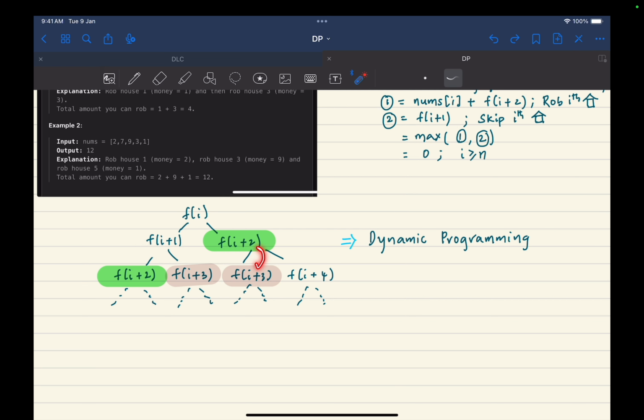I plus 2 is depending upon I plus 3 and I plus 4, and so on and so forth. There are certain function calls which are repeating, so I don't have to recompute the answers which were already computed previously. So I will be caching these values and then reutilizing whenever it is required. This approach is known as dynamic programming. Let's look at the implementations of our problem.